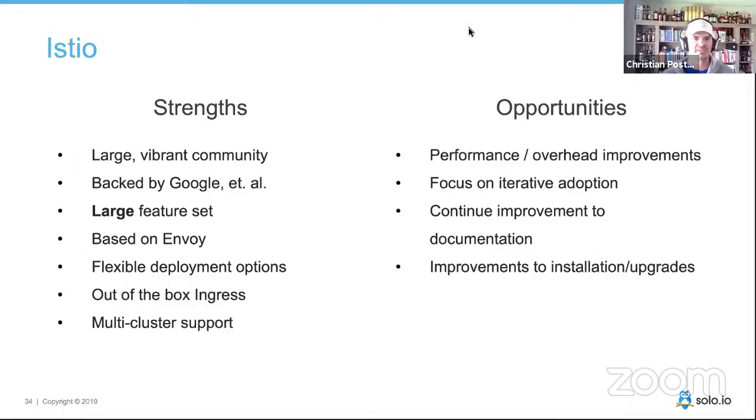Some of the strengths: Istio is backed by a large, vibrant, open community, a large feature set, out-of-the-box ingress and multi-cluster support, and existing but evolving support for VMs. On the other side, things to improve, continued improvement on the documentation.